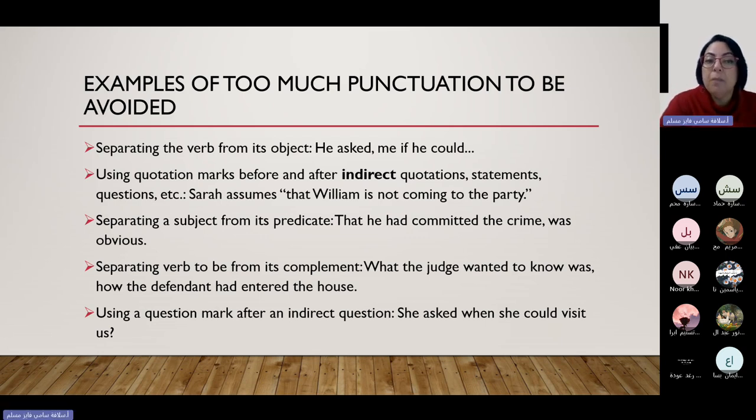Your book gives some examples of too much punctuation to be avoided. Separating the verb from its object. This is a no-no. Never do that. He asked, me, if he could. This is wrong. You never separate the verb from the object, because commas are put to give us a pause, or for listing, but not to split a complete sentence.